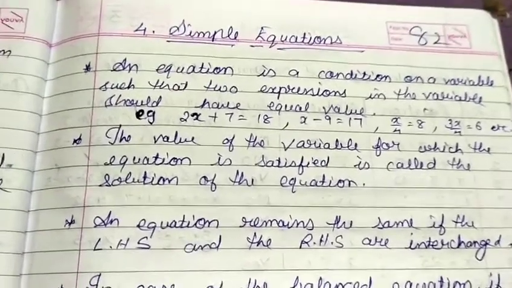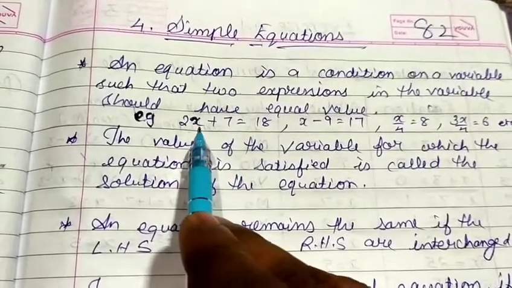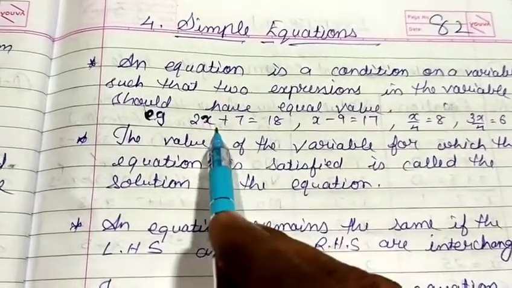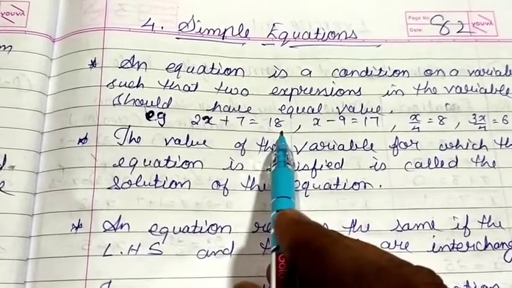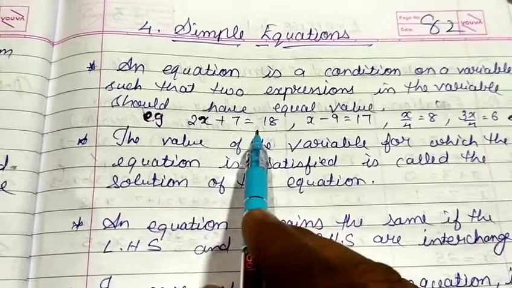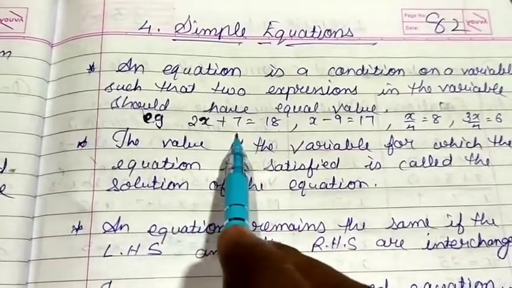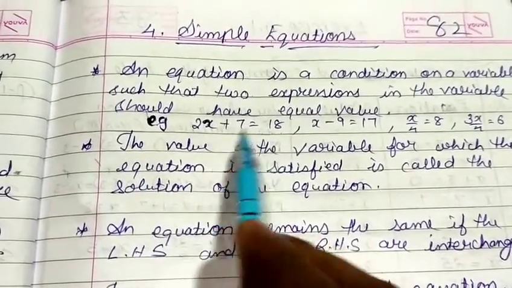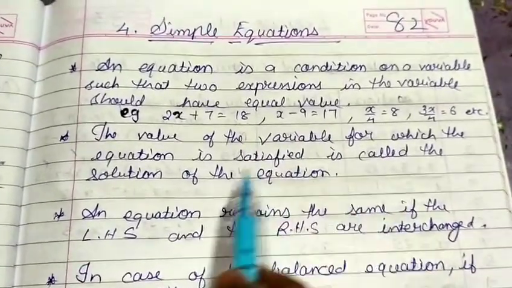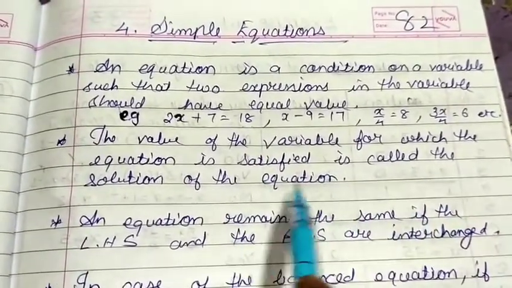See the example which I had given: these are known as expressions, that is 2x plus 1, and the constant term toward your right hand side. These are the expressions. This is known as an equation. Equation means both sides should have equal value. The value of the variable for which the equation is satisfied is called the solution of the equation.